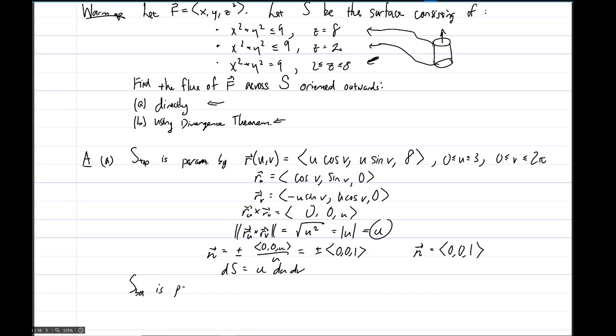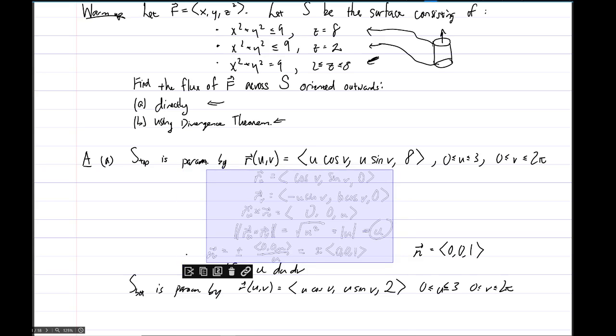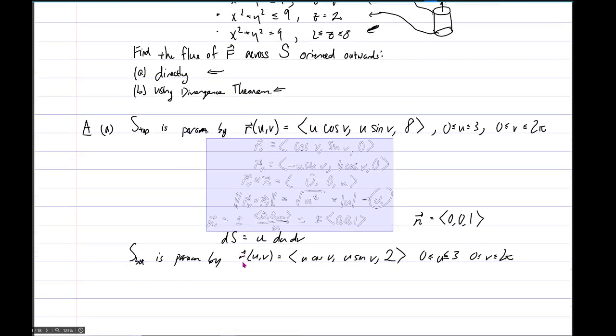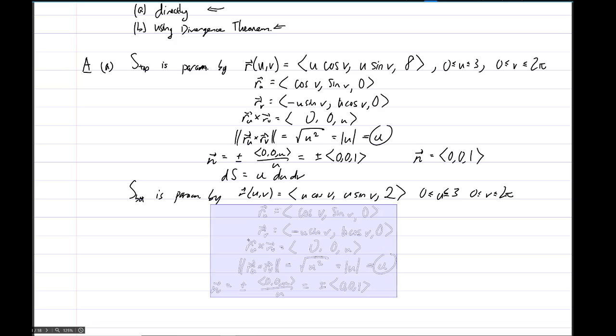This is parameterized. The surface on the bottom is parameterized by r of u comma v is equal to u cosine v, u sine v, comma 2. And the parameter domain is u from 0 to 3, v from 0 to 2 pi. The r_u, r_v business should all work out the same. That part I'm just going to copy paste. You're just differentiating 2 instead of differentiating 8.